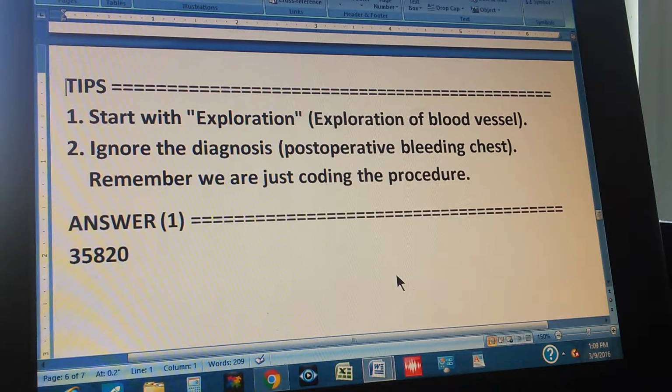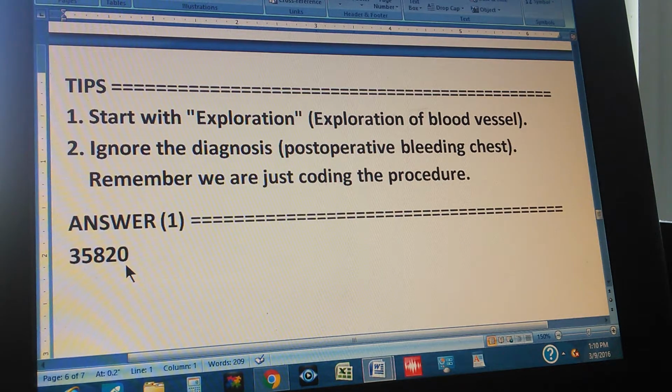Tip number 1 is start with exploration. Why? Because it says exploration of a blood vessel. And the second tip is ignore the diagnosis. Postoperative bleeding is the reason why the patient is in the hospital, right? We don't code diagnosis with CPT. Remember that we're just coding the procedure, right? Okay, so you already have the tips, and you know the answer. The answer is 35820. But now we're going to pause the video so you can give us the path to the answer, how we got to the answer, okay?